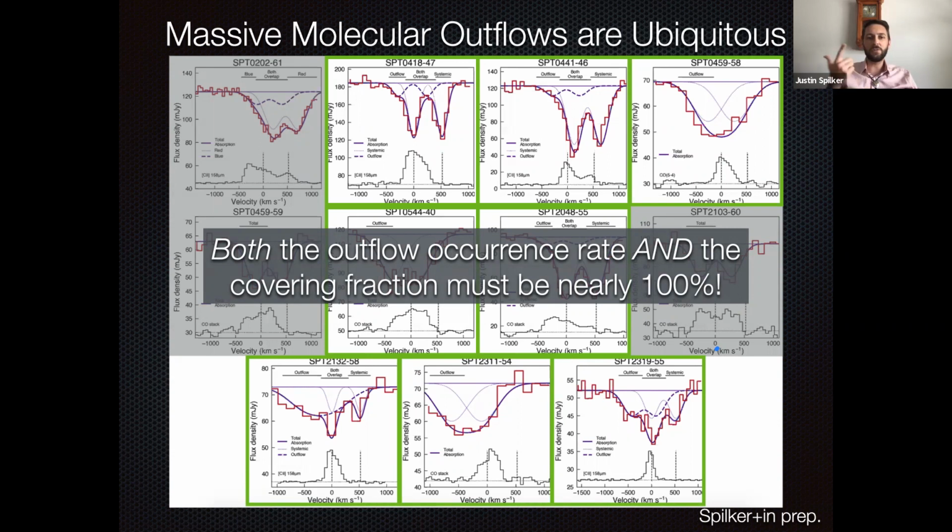And so those are 2 conclusions that you can come up with without doing any sort of spatial analysis, without doing any complicated modeling, et cetera. We already know that these winds have to be both really, really common, and they have to have these wide opening angles that allow us to see them in absorption almost all the time. But of course, we do have that spatial information.